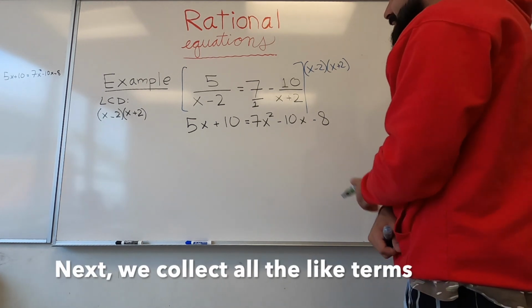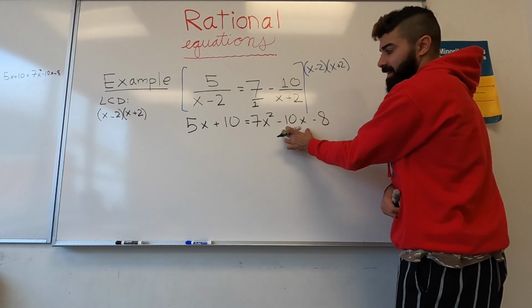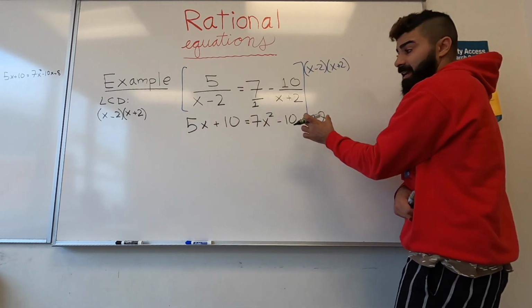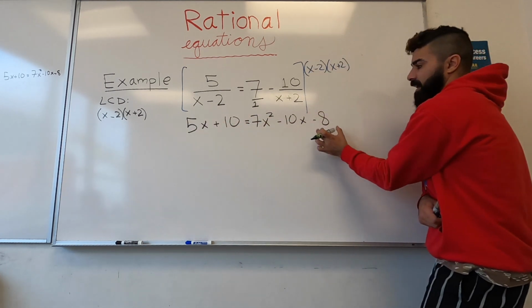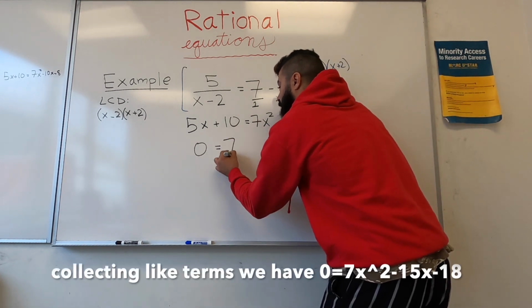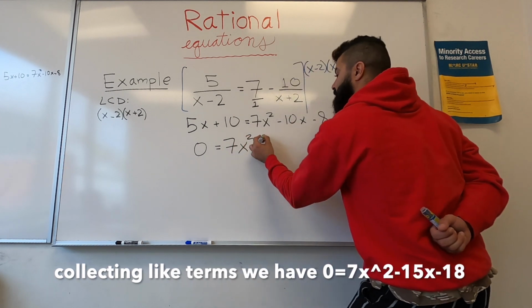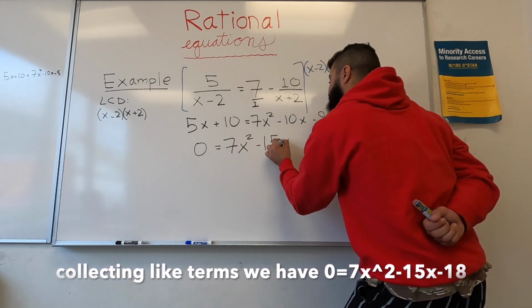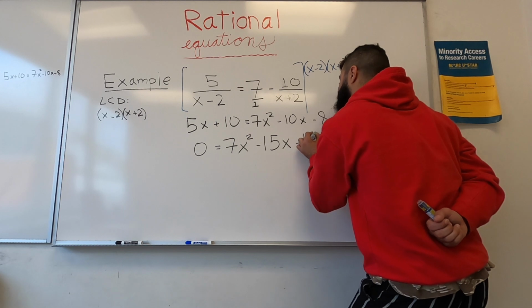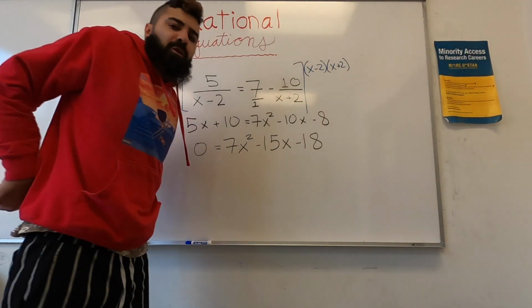And then what we want to do is collect like terms. So the 5x together with the negative 10x, when we bring it over, becomes negative 15x. Subtracting 10, we get negative 18. So we get 0 is equal to 7x squared minus 15x minus 18. Now, at this point, you can either use the quadratic formula or completing the square.